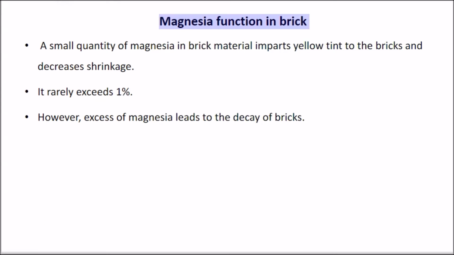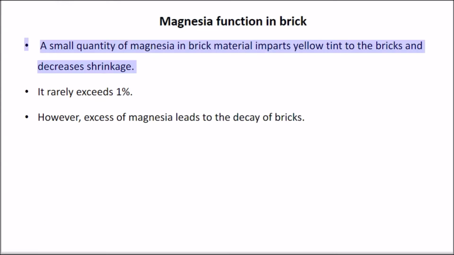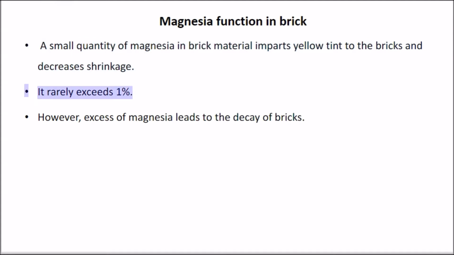Magnesia function in brick. A small quantity of magnesia in brick material imparts yellow tint to the bricks and decreases shrinkage. It rarely exceeds 1%. However, excess of magnesia leads to the decay of bricks.